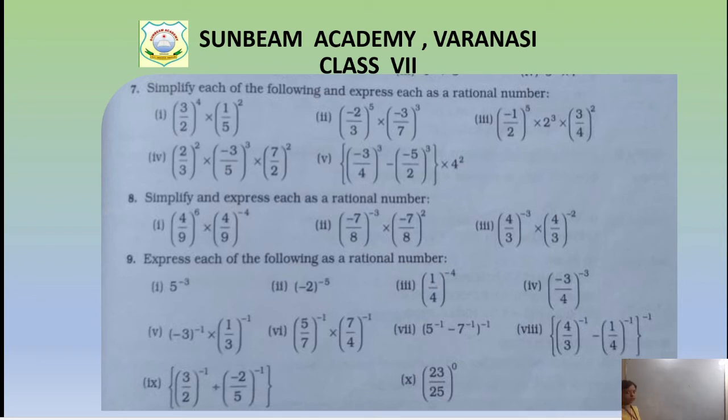Let's do it fast, children. Question number 7, fifth part. Fifth part is minus 3 by 4 to the power 3, and then minus sign is there, minus 5 by 2 to the power 3, and then it is multiplying with 4 squared. Okay. So see the question.